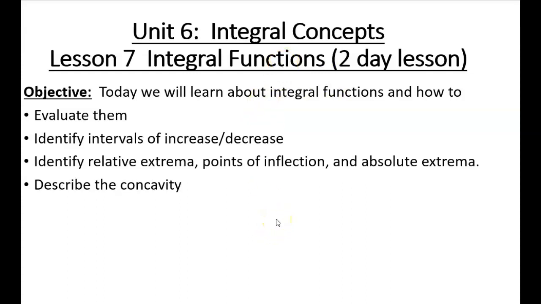Alright, so what are we going to be talking about for these next 2 days here? We're going to be talking about these things called integral functions. So you guys know what a function is, right? A function is something where you plug a number in, you get an answer out. Well, an integral function is a function that actually has an integral inside of it. It's kind of interesting, huh? So it's a function where you plug something into an integral and you get an answer out of it.